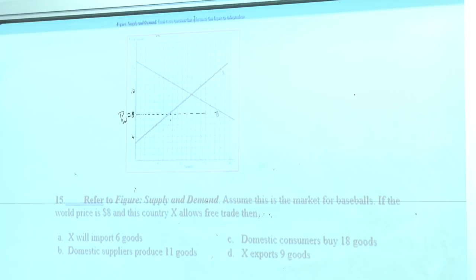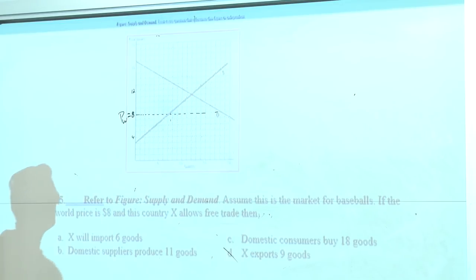Okay, so if the world price is less than our equilibrium price, what sort of country are we? Are we an exporter or an importer? Import. We can buy things cheaper abroad, so we're going to buy things from somewhere else and bring it in. Okay, so let's see which of these are true. We know that it is not going to be an exporter. So let's look at A. They will import 6 goods.